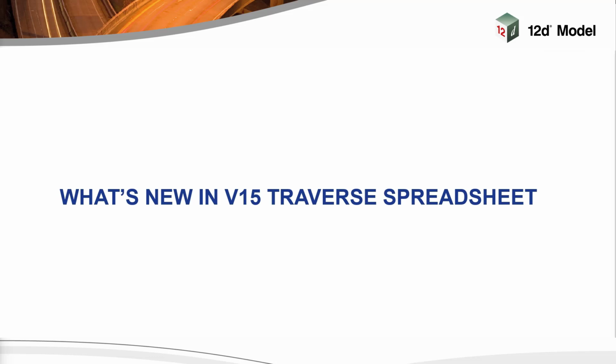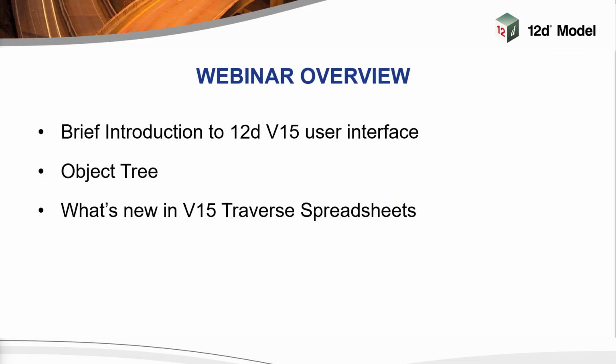I've got a brief agenda for what we're going to cover today. Before we get into the Traverse Spreadsheet side of things, I'm quite keen to take everyone just briefly through the version 15 user interface. It has changed, and some of you may not have moved over to version 15 quite yet, and I'd like to take you through the new interface so it is familiar to you. Then the object tree, a very brief explanation of what this is and what it's going to look like on your screen, and then we can crack right into what's new in the Traverse Spreadsheet side of things.